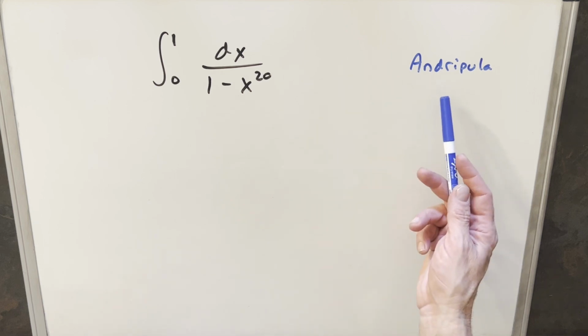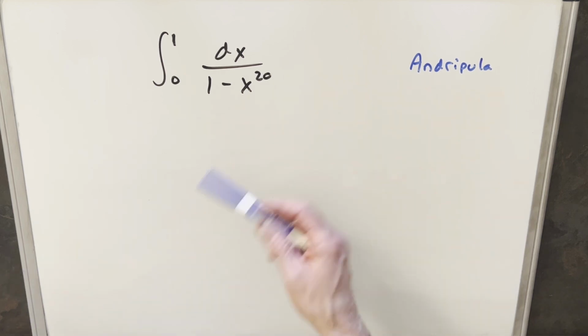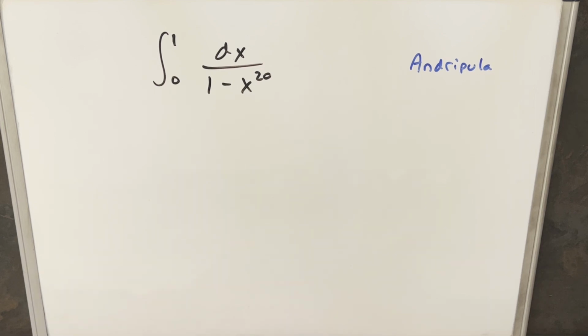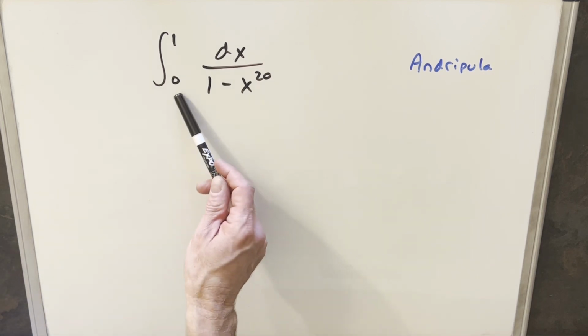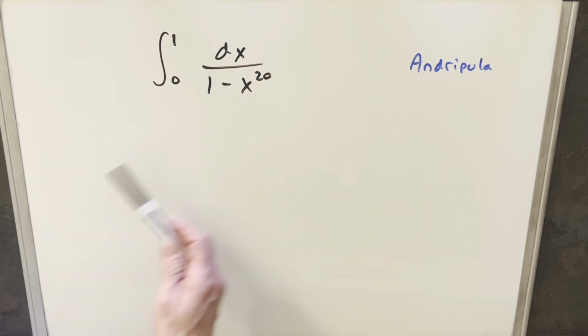I'll provide a link in the description to what he did, and let me know if you're able to do it that way. Let me know if you're able to do partial fractions on this or do something for the indefinite integral. So getting started with this, my idea for this was adding these bounds in from 0 to 1 and then thinking I could maybe use the beta function.